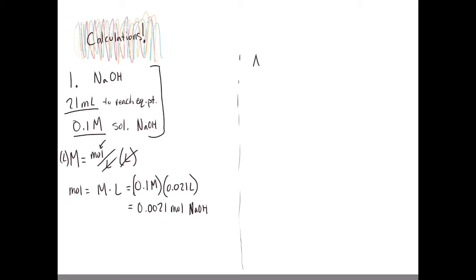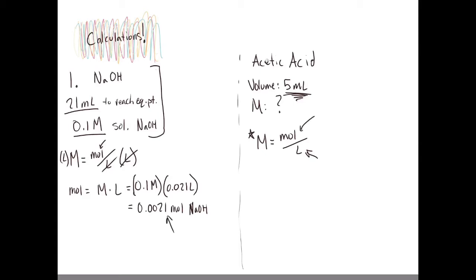Okay, I'm just going to move this over to give us a little bit more space. So our volume of acetic acid, remember we took 5 milliliters of our vinegar. We don't know its concentration, but we do know how many moles we need, right? We said we needed equal moles of NaOH, equal moles of acetic acid. So if we know our moles, we know our liters, we can solve for the molarity, which is what this first question is asking us.